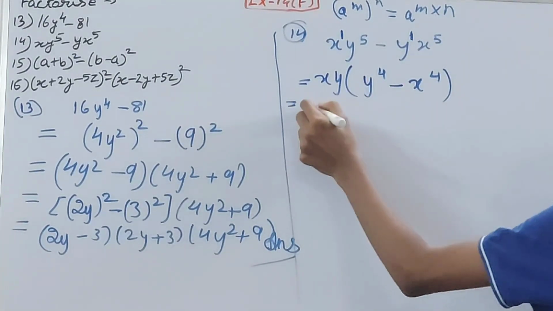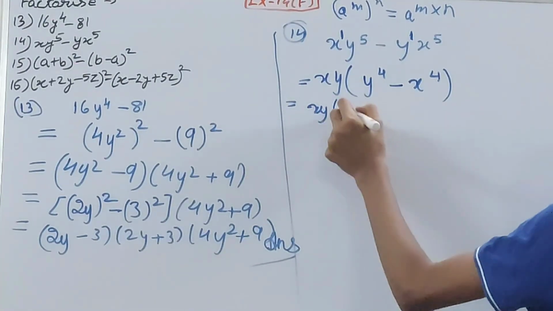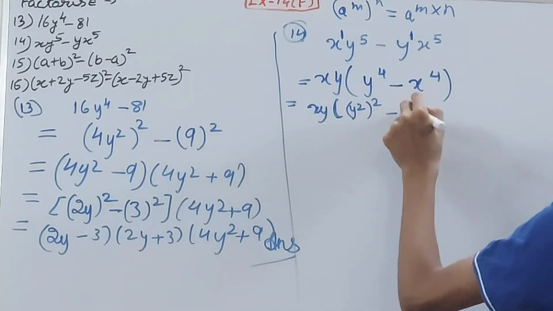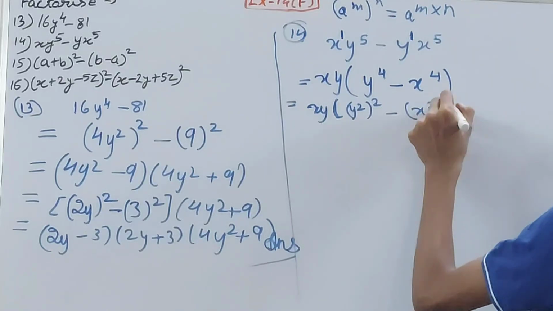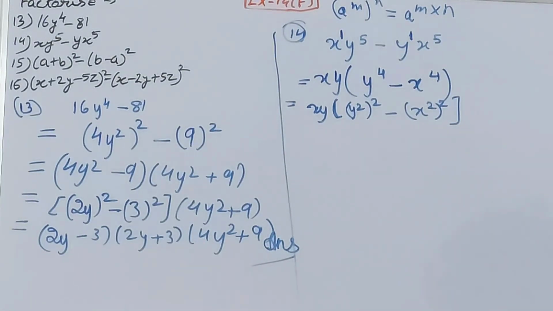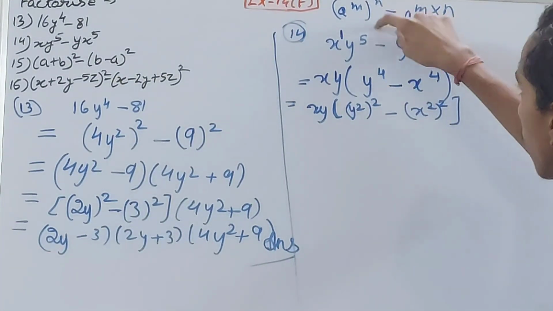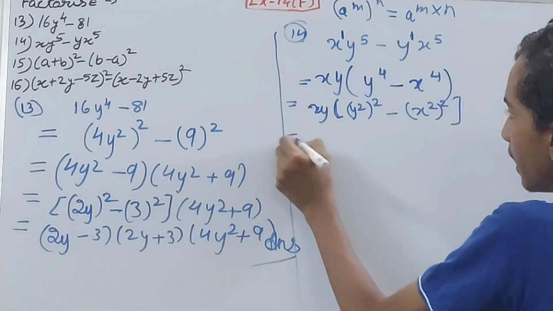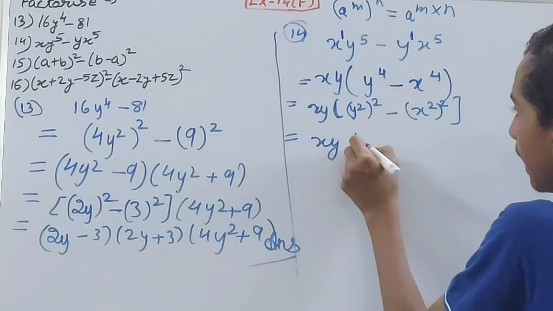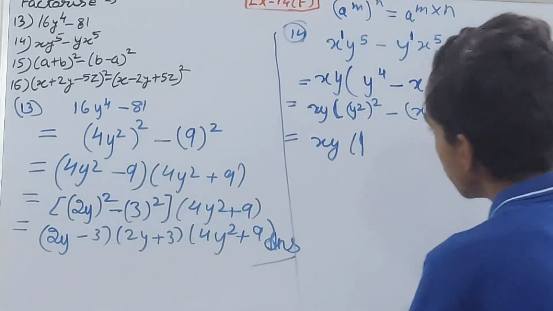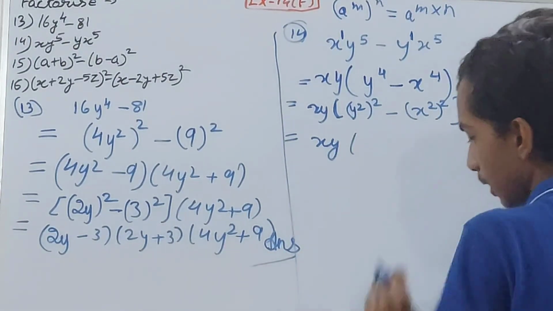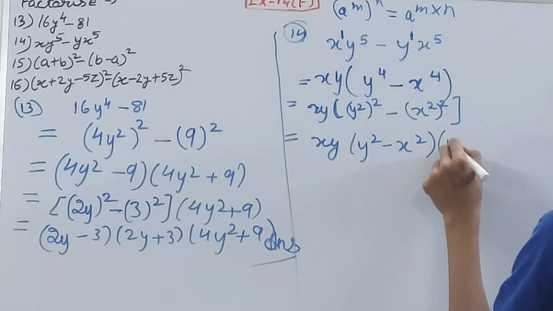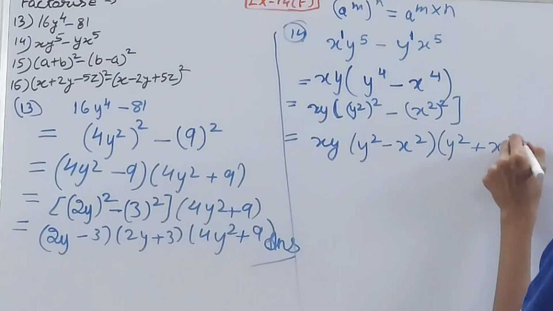This part you have to factorize, xy into y square whole square minus x square whole square. Okay, 2 into 2, 4. Again we have used the same law of exponents here also, so we have got the same value. Now you can see here you will have xy. Now open this, right? y square minus x square in one bracket and y square plus x square in another bracket.